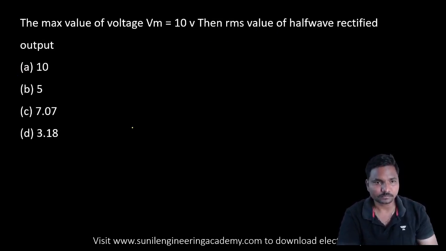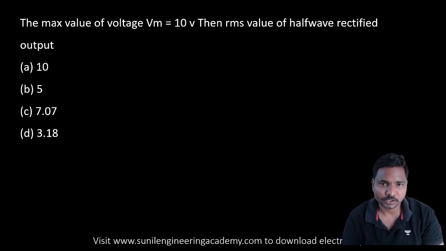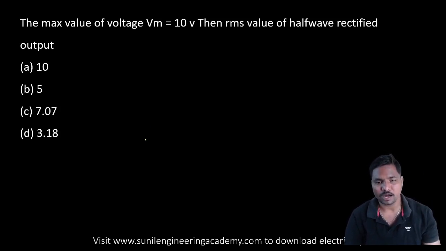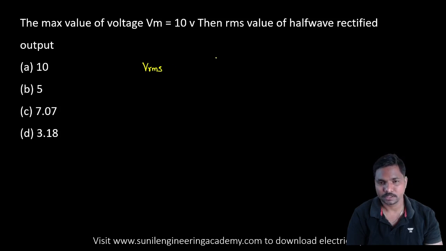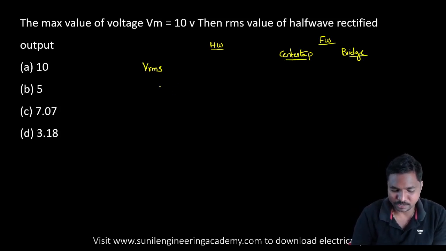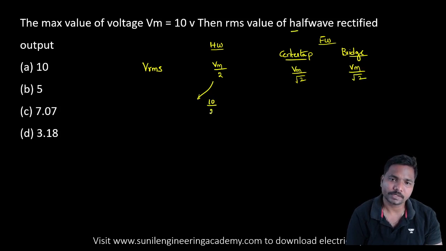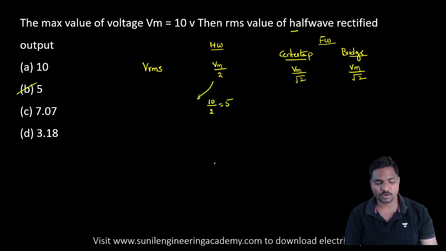Coming to the next question, guys. The maximum value of voltage Vm is equal to 10 volts. Then the RMS value of half wave rectifier output. So first of all, VRMS for half wave, and in case of full wave, center tap and bridge rectifier. In case of half wave rectifier, RMS is equal to Vm by 2. In case of center tap and bridge rectifier, both are the same, Vm by root 2. They are asking for half wave rectifier, that is Vm by 2, that is 10 by 2. So the answer is option B.